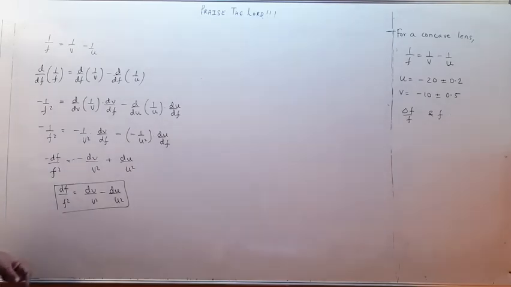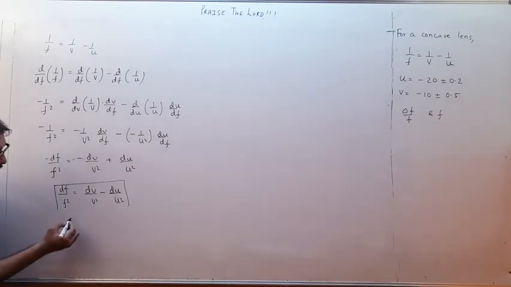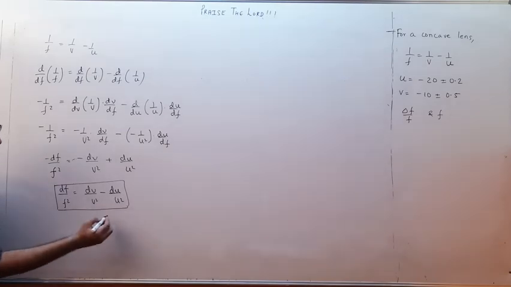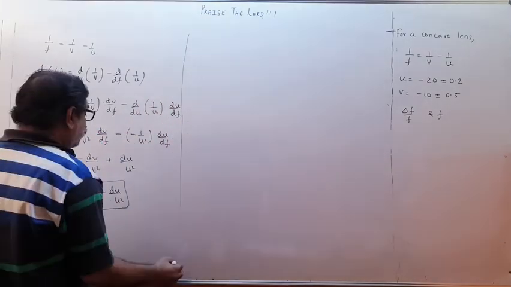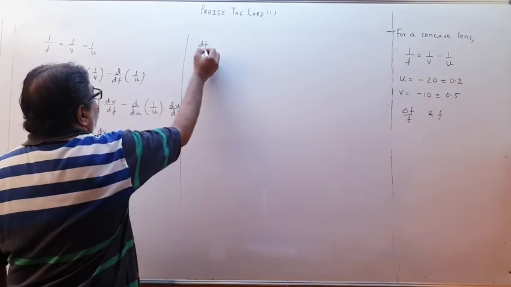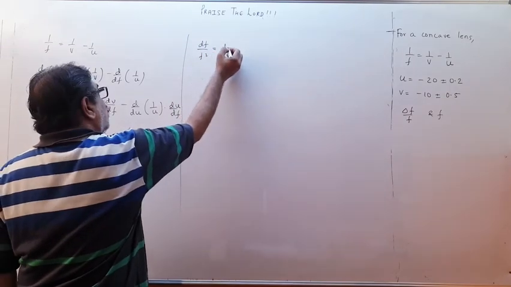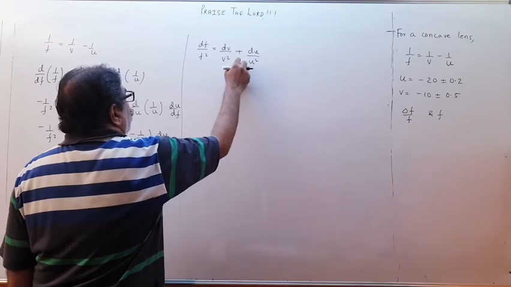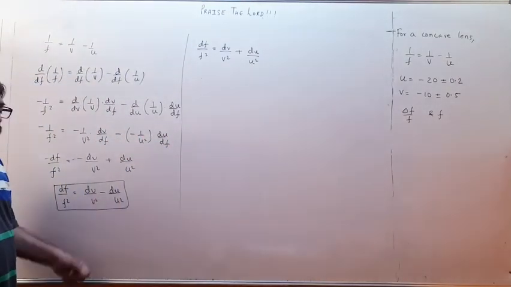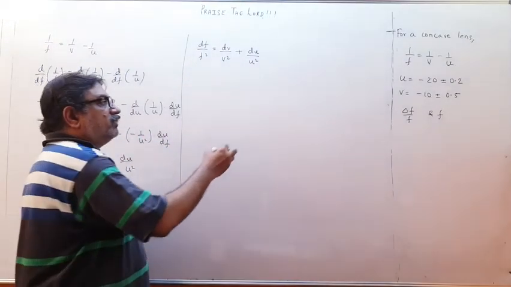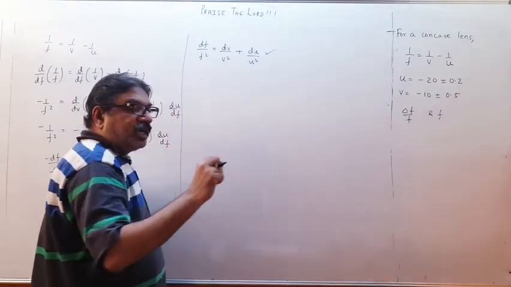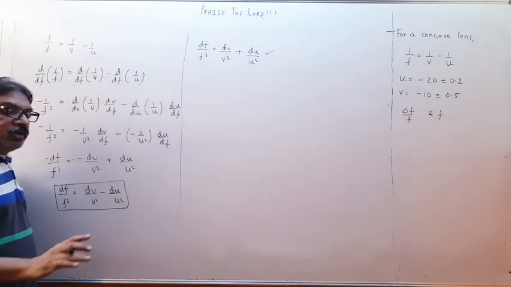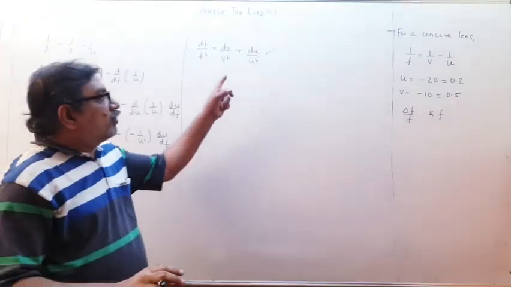But because we want the maximum error, for maximum error we will not put minus sign. From the physics point of view, the acceptable equation will be df upon f square is equal to dv upon v square plus du upon u square, because we want maximum error. So we cannot keep minus, we will keep plus. So this equation will be accepted. Please understand nicely. If there is minus, we cannot take it because we want maximum error. So we will convert to plus.